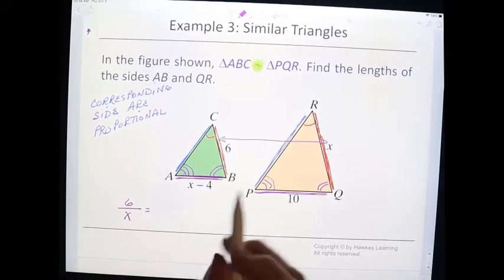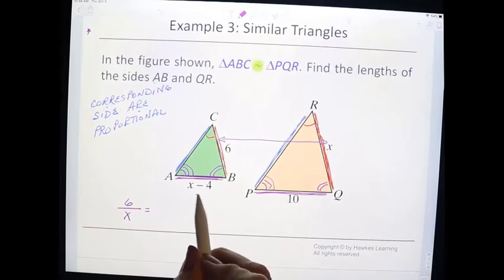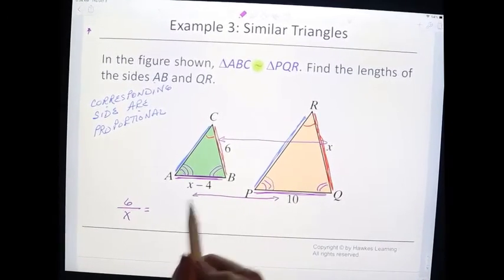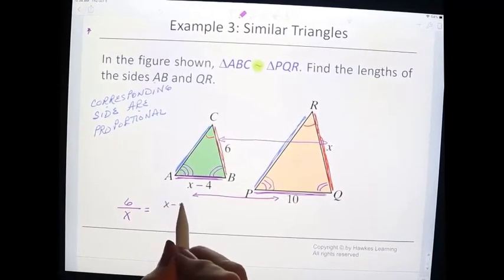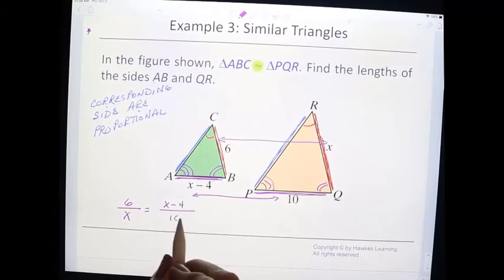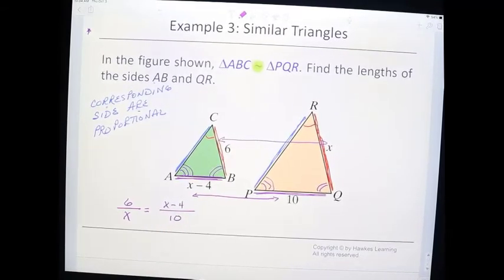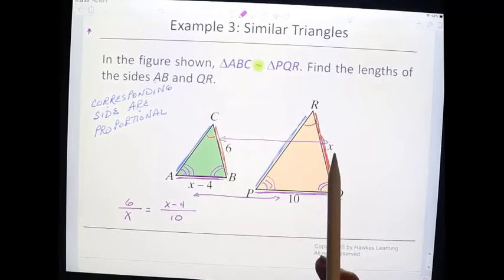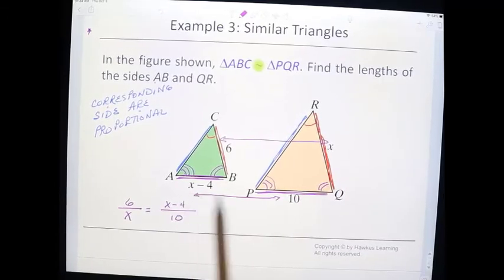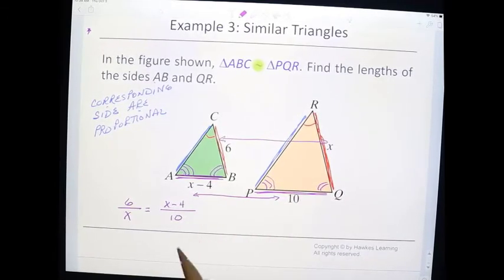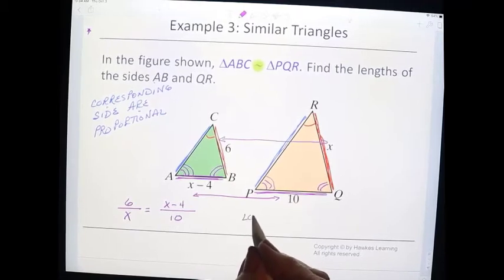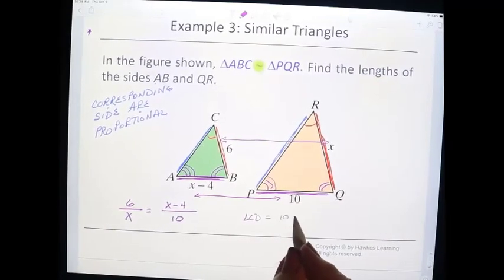And then I'm going to correspond again, keep it in the same order, small to large. So I'm going to put the X minus 4 on top and the 10 on the bottom. So pick up corresponding 6 over X, keep the same order, X minus 4 over 10. LCD, I hope you can see, is 10X.